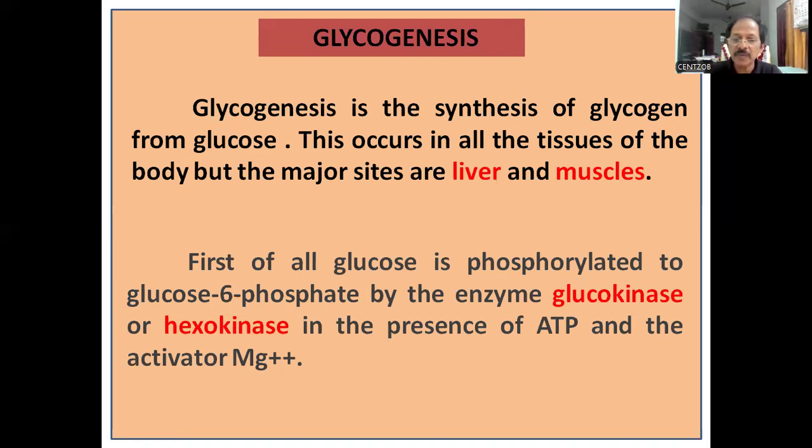This video is about glycogenesis. Glycogenesis is the synthesis of glycogen from glucose. This occurs in all the tissues of the body, but the major sites are the liver and muscles. Now see the different steps.